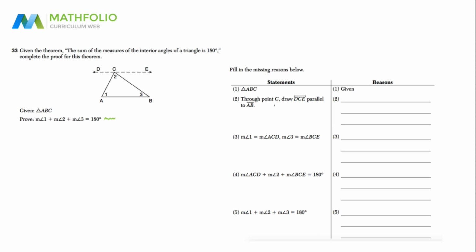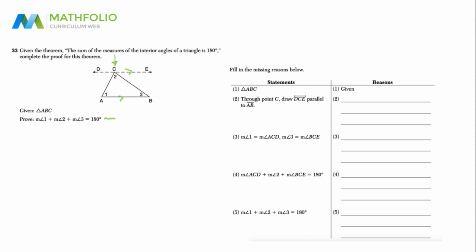So they start us off with a 2-column T-chart for statement reasons. The first one is triangle ABC, and that is given. The next statement is that through point C, now point C is here, through point C, draw DCE parallel to AB. And the reason why they're making this statement is that they can make comments about alternate interior angles and how these angles line up when there's two parallels cut by a transversal, or in this case two transversals.